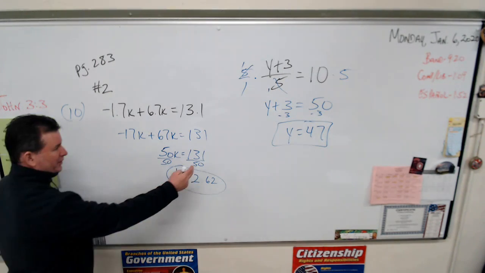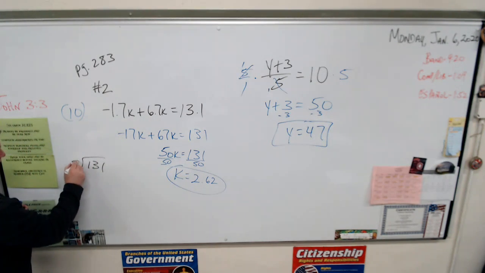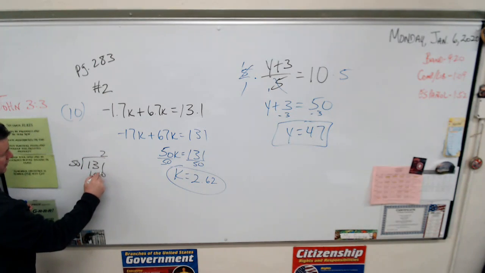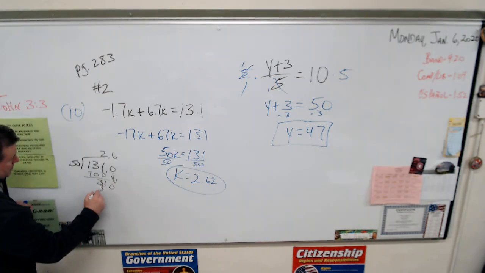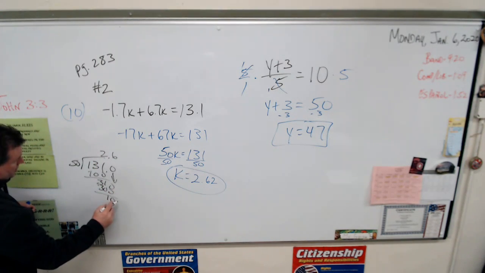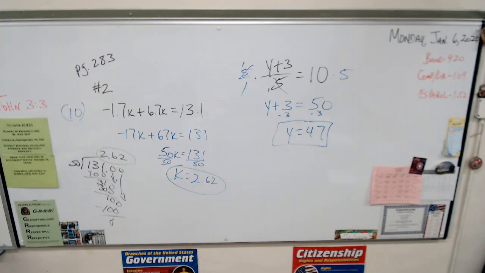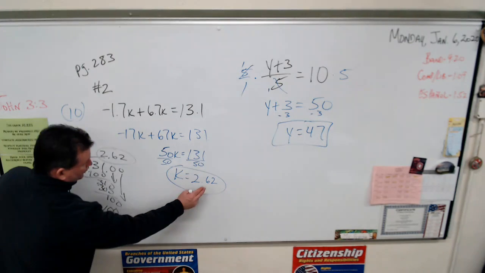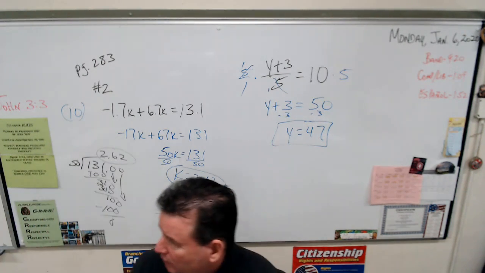Does everybody see how I got from here to here? Probably not. 131 divided by 50. Done. Everybody see that? 131 divided by 50, I do the math and get 2.62. That is number 2 on page 283. Raise your hand if you don't get it. I'll go back through it more slowly.